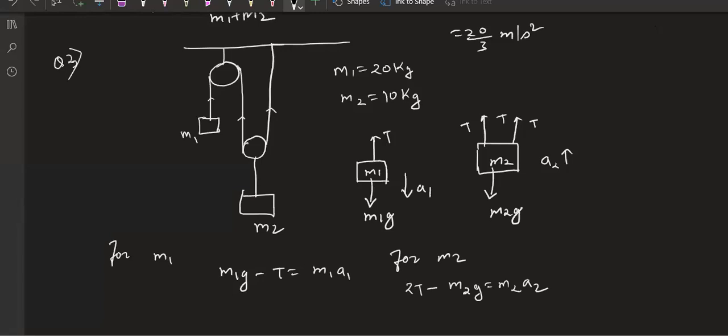Now, what was the third step? Tell me, what is the third step? Constraint equation. You have to find the relationship between A1 and A2. Now just imagine, if this M1 goes down by x distance, how much will this M2 go up? Just imagine and tell me.